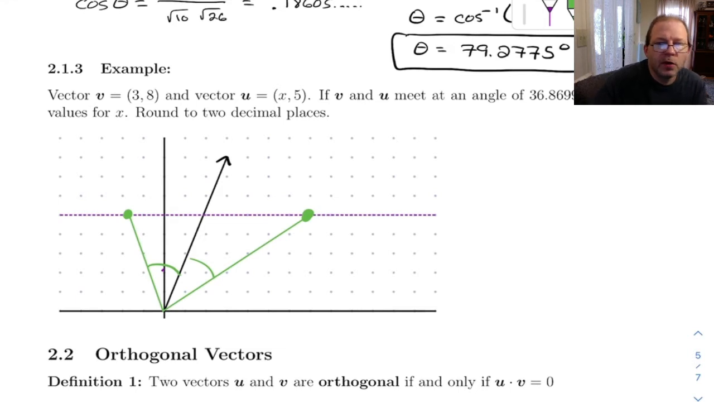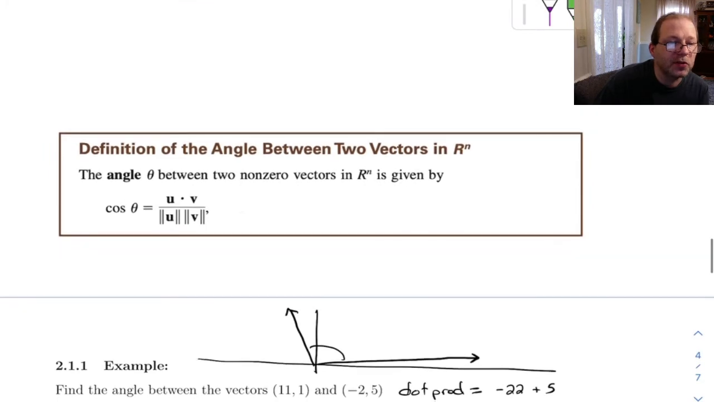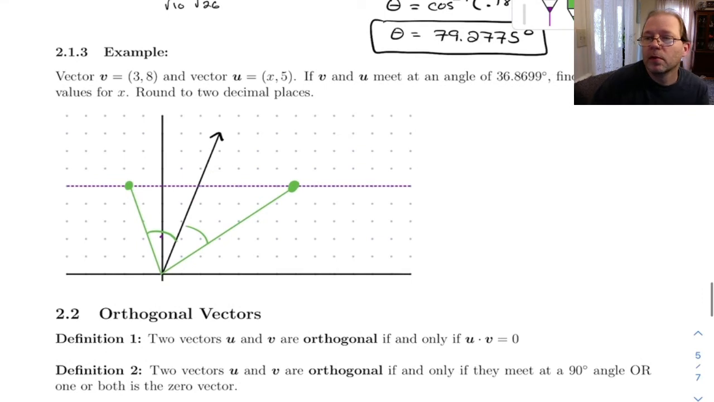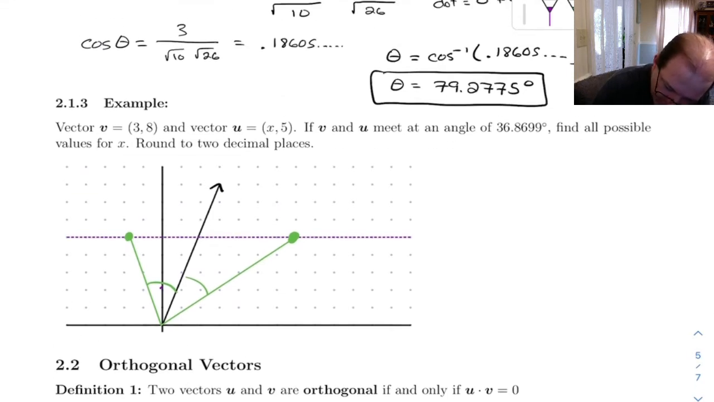What I want to do is now solve for that. So we'll solve for that using the same formula up here that we've been using. Cosine of the angle is the dot product over the product of the lengths. So let's work out all those things. The dot product u dot v is 3x plus 40.